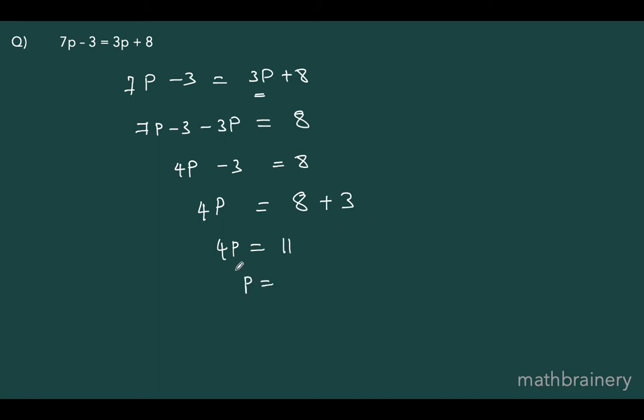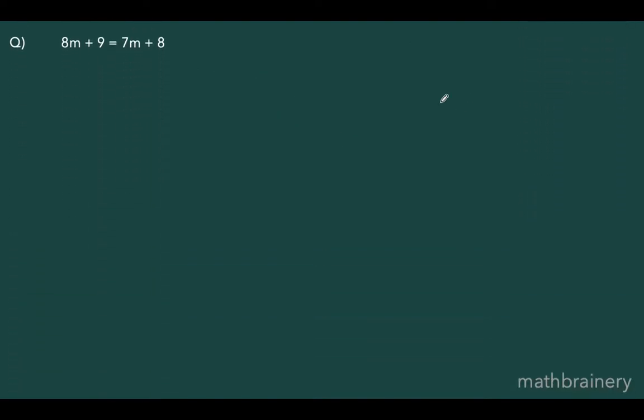So what is p now? We will transpose 4 to the other side. Now here it is in multiplication. When it is transposed, it will be in division, making this as 11 by 4. So the value of p here is 11 by 4. Let's look at the next question.